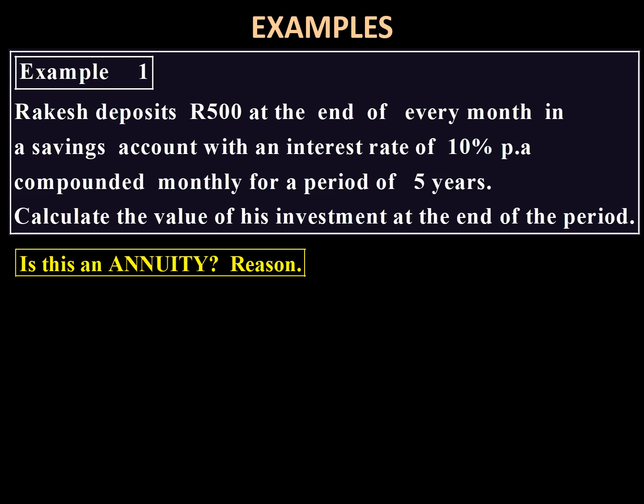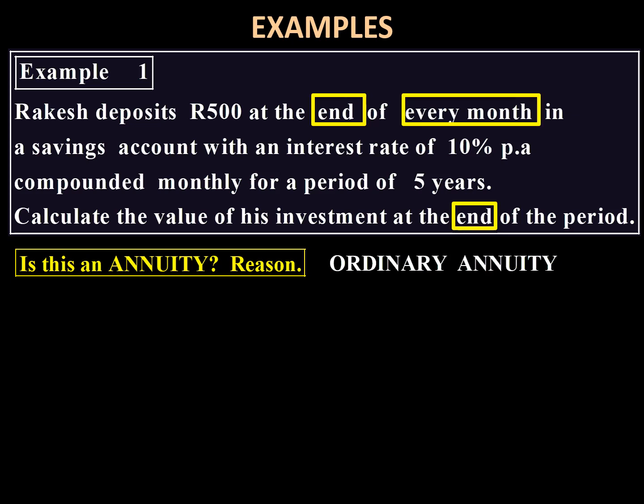First of all, we want to determine when reading it whether this is an annuity. Can you see why? What do we have to look for with an annuity? Yes, it's an ordinary annuity. And why is it an ordinary annuity? Because the payment, the deposits are made at the end, right? It's at the end there. And it's an annuity because it's every month you're making a payment. It's not a lump sum deposit.